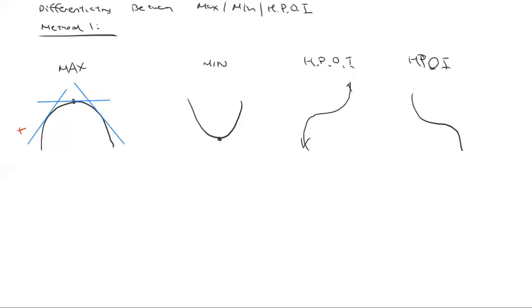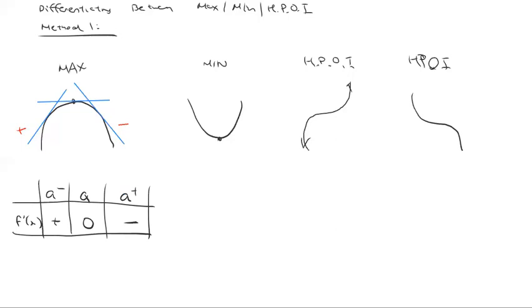Negative. Mm-hmm. It's negative. So one way to tell whether it's a maximum or a minimum or a horizontal point of inflection is, if it's a maximum, then at some value A, let's call this A, above A and below A, the first derivative must be positive, zero, negative. This would indicate a maximum. Does that make sense? Yes.